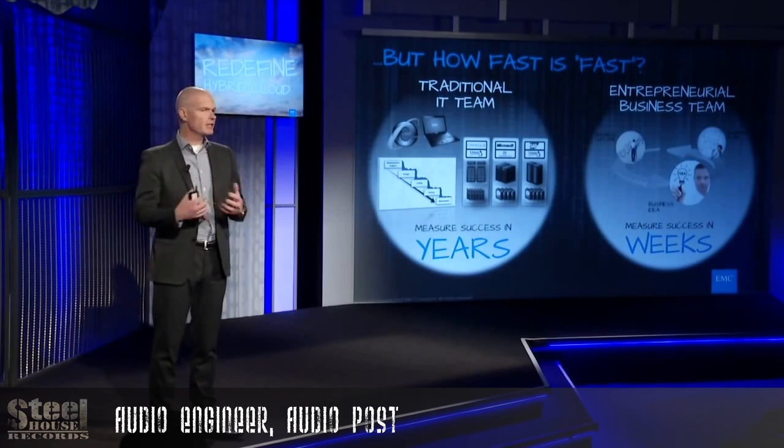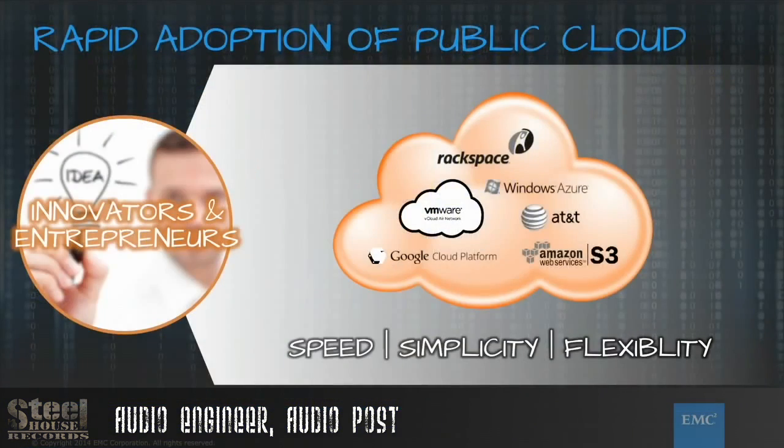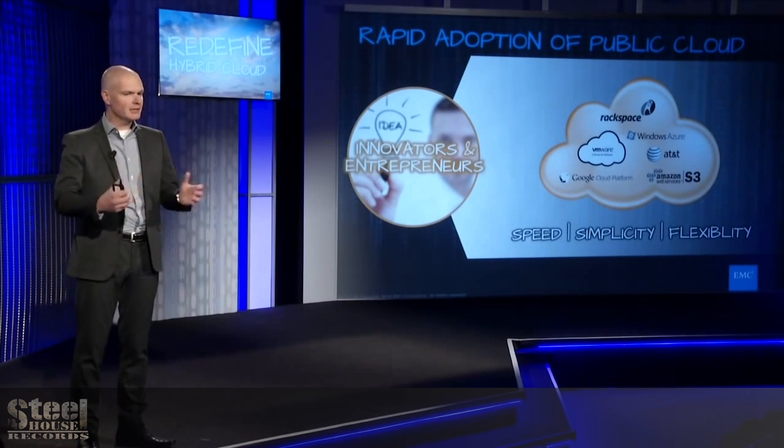So there's a major disconnect between traditional IT and entrepreneurial business teams and the sense of urgency that they share. Over the last few years, it's not unusual to see that entrepreneurial business teams, the innovators and entrepreneurs, have looked for faster ways of building applications. These are the DevOps guys buried down in the line of business who want speed, simplicity, and flexibility. Because of that, there's been a very, very rapid adoption of public cloud for things like test and dev environments.